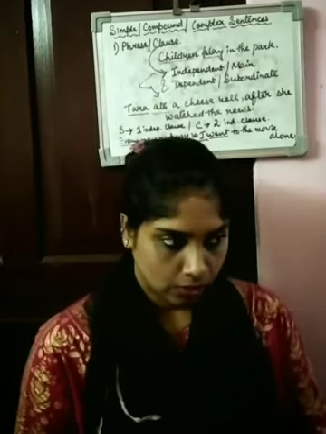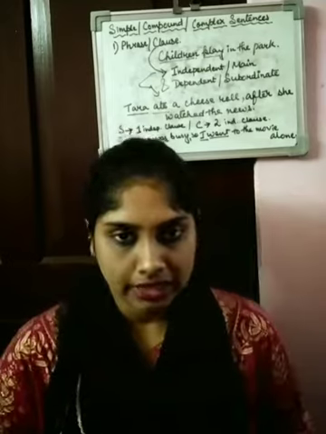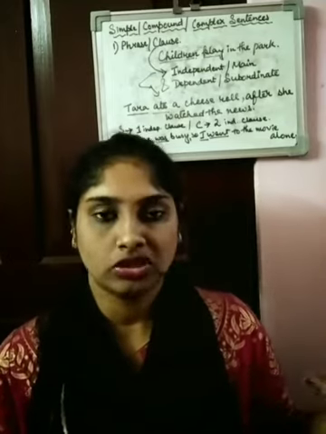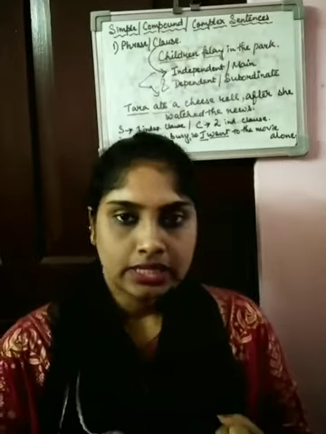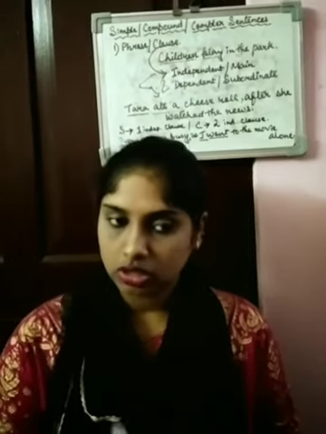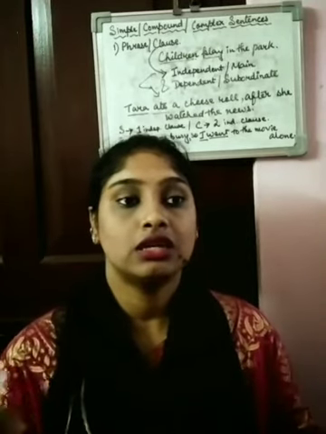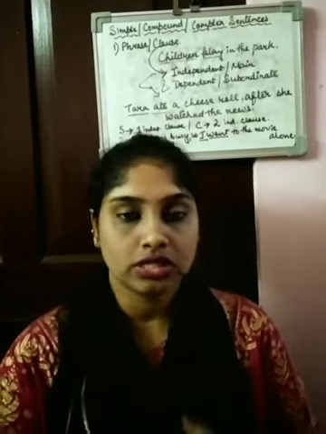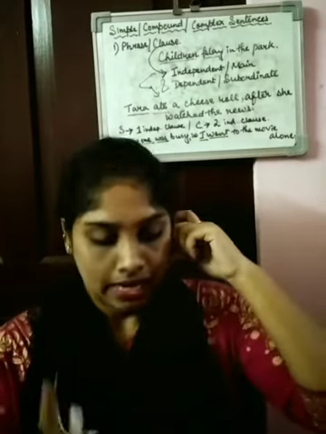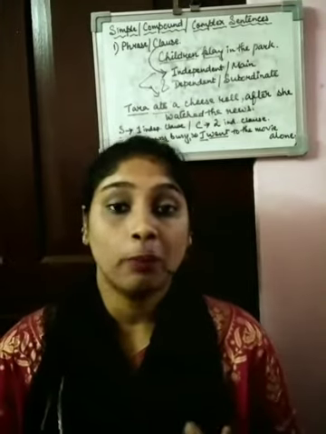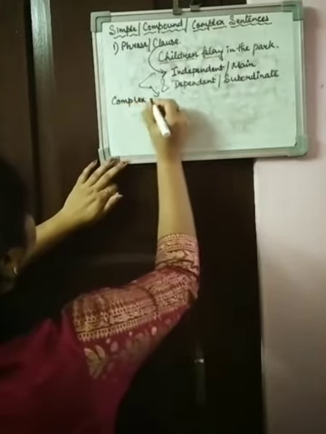Now, what we have learned till now is the simple sentence and the compound sentence. Now we'll be talking about the complex sentence. Let's revise once. A simple sentence has only one independent clause. A compound sentence has two independent clauses combined by a coordinating conjunction. Done. Lastly, we will talk about the complex sentence.